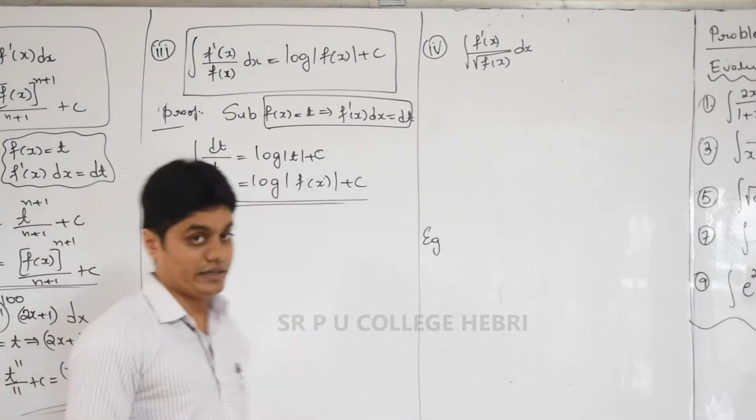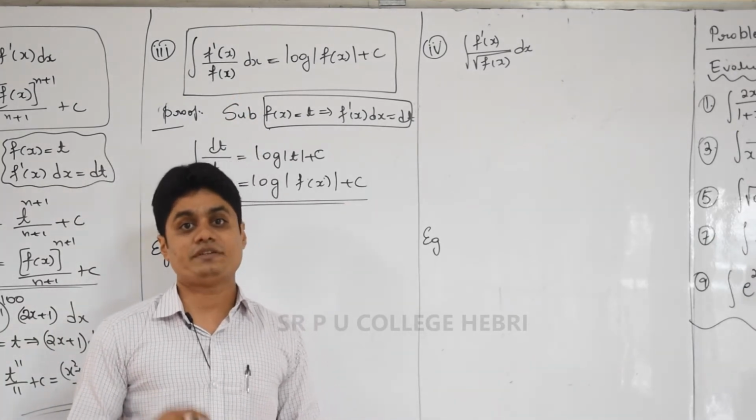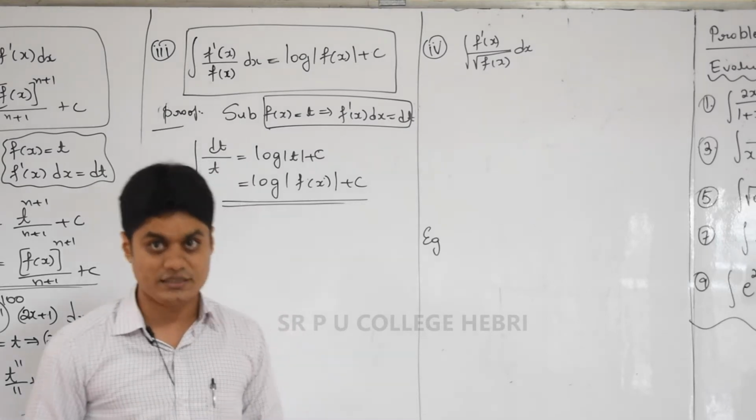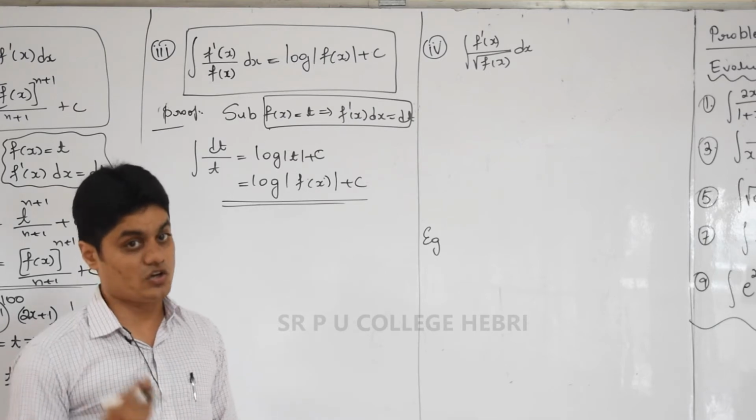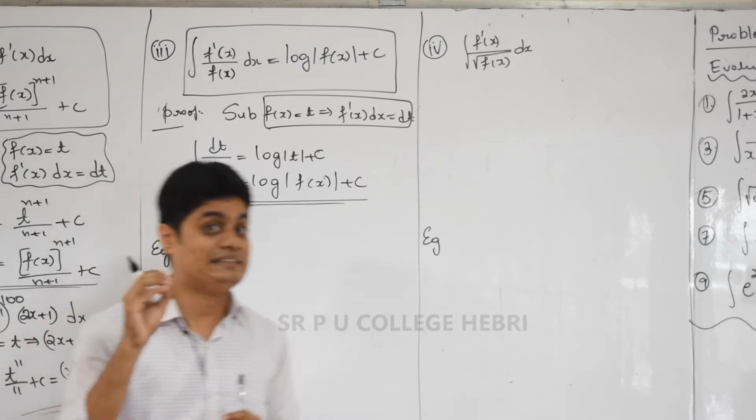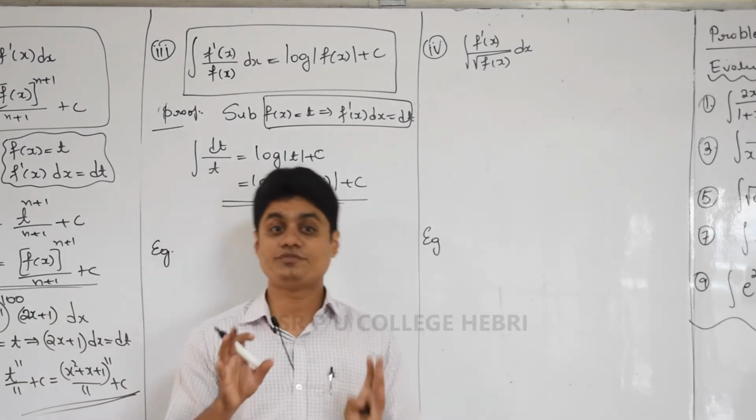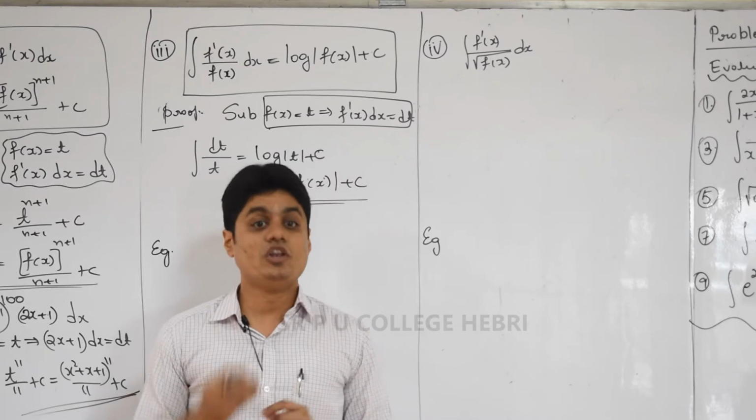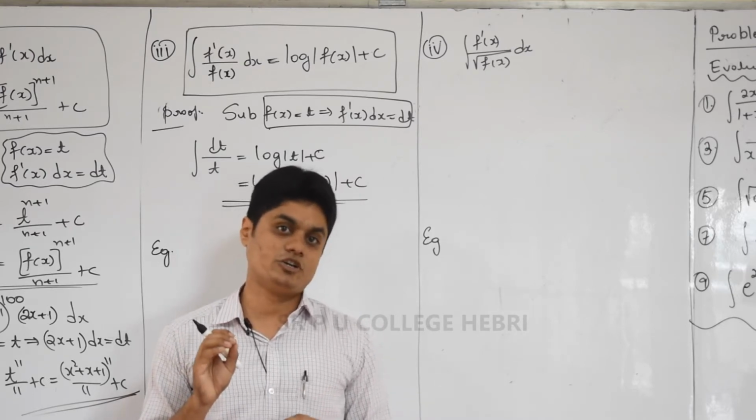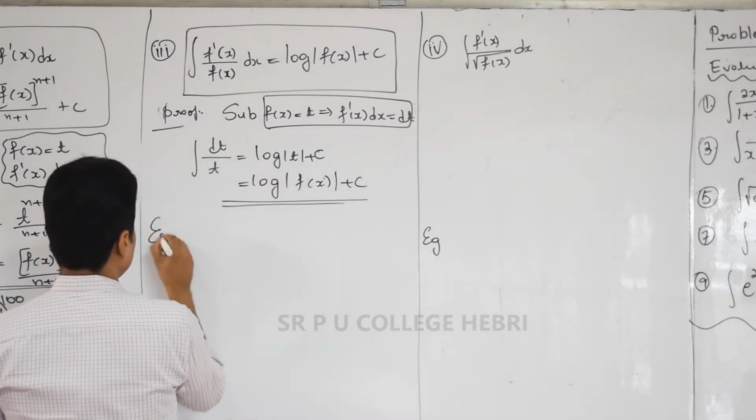So the answer is, if you can remember this in another way: if numerator is exact differentiation of denominator, then integration of such function is log of denominator. I will repeat, if numerator is exact differentiation of denominator, then integration of such function is log of denominator. Please remember, it's very useful. Okay, so let me take one example for this.